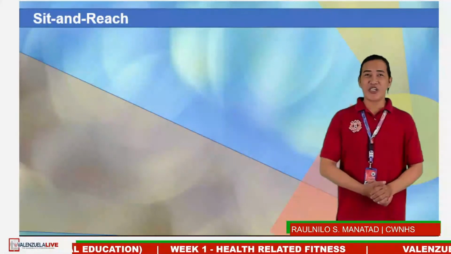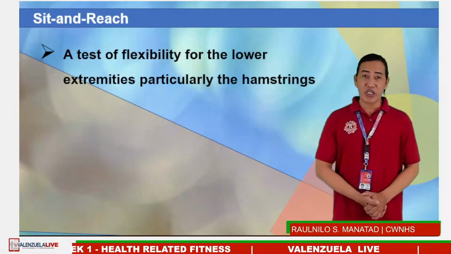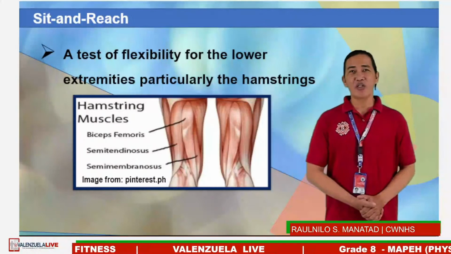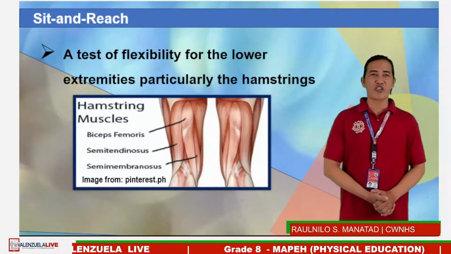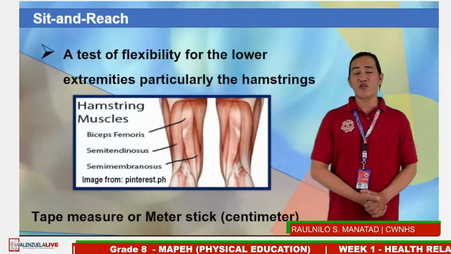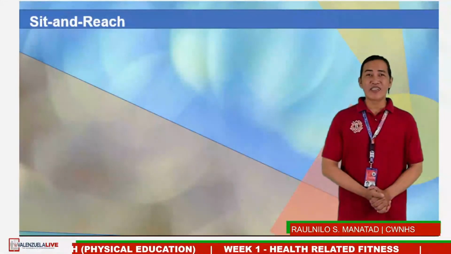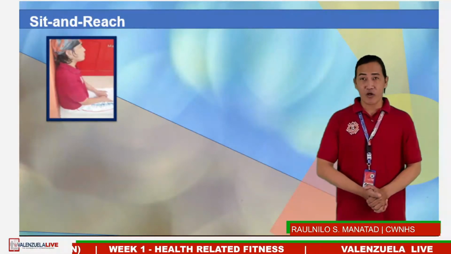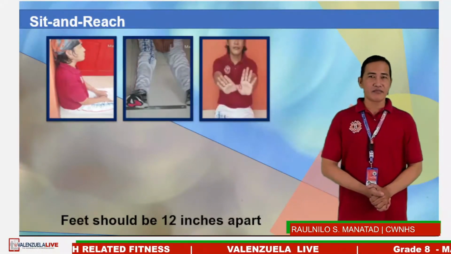The sit and reach is to test the flexibility of your lower extremities, particularly the hamstrings. You will need a tape measure or a meter stick, and again, use centimeters as the measurement. You need a partner as well to measure your performance. To start with, sit on the floor with your back, head, and shoulders flat on the wall. Feet should be 12 inches apart.